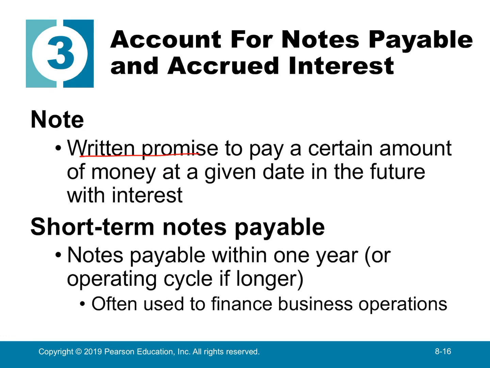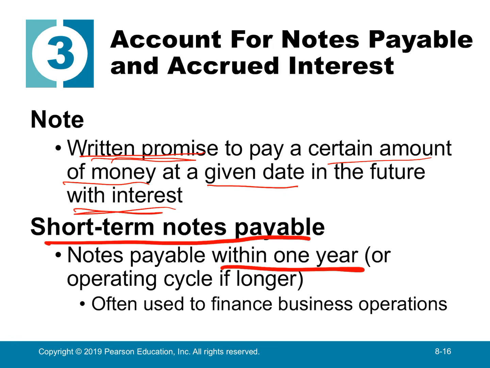So again, it's a written promise. Accounts payable tends to be more just a business understanding. This happens to be a written promise that you're going to pay a certain amount of money at a given date with interest. Okay, these are short term, right? You're usually going to pay them off within 1 year, or again, an operating cycle like Boeing will have a longer operating cycle than 1 year. And very often this gets used to finance business operations. So companies will use short-term notes payable for something called working capital.